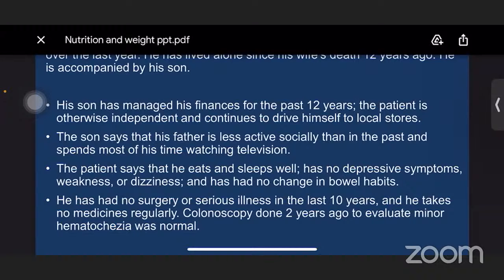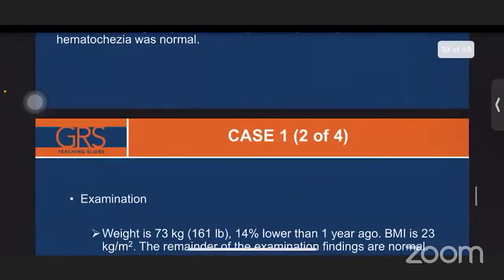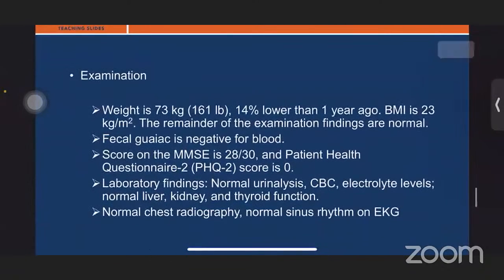Patient says that he eats and sleeps well, has no depressive symptoms, weakness, or dizziness, and has had no change in bowel movements. He has had no surgery or serious illness in the past 10 years, and he takes no medicines regularly. Colonoscopy done 2 years ago to evaluate minor hematochezia was normal. On examination, weight is 73 kgs and 14% lower than 1 year ago, and his BMI is 23. The remaining examination findings are normal.